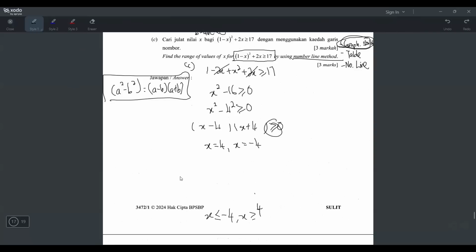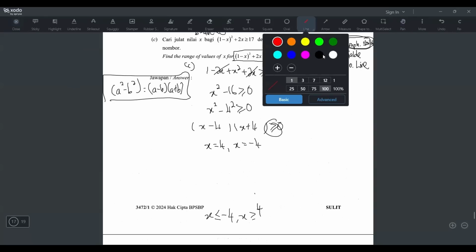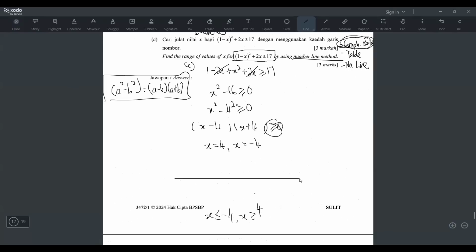Okay, the number line method looks like this. You draw a line. That's why it's called the number line method, because you need to draw a line. So draw a line, and after drawing a line, you divide the line into two like this. Put potong dua line macam ni.